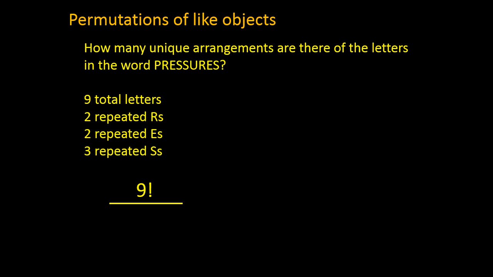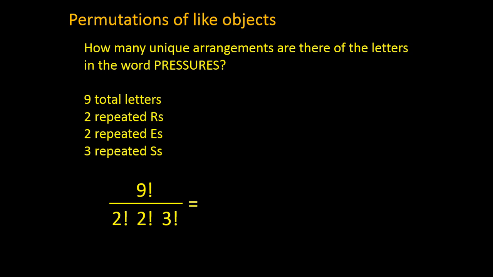If there's 2 repeated R's, there's 2 factorial repetitions of every word that has the R's reversed. If there's 2 repeated E's, there's 2 factorial repetitions of words that have the E's reversed. And if there's 3 repeated S's, there's 3 factorial repetitions that involve just reordering the S's. So we have to divide out by the number of repetitions we have.